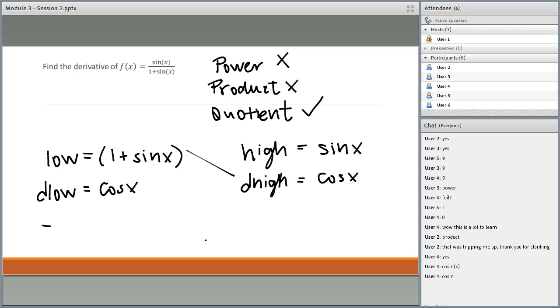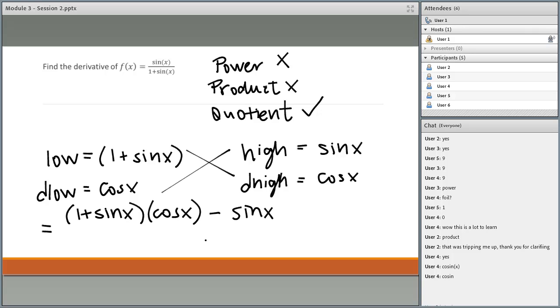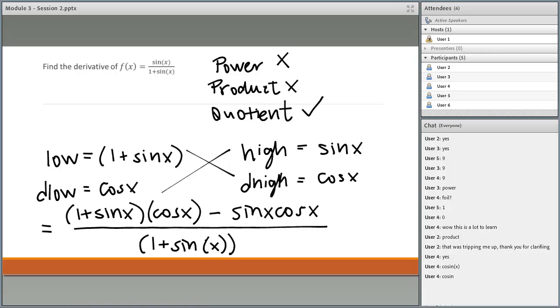So I have low, so 1 plus sine x, times cosine x, so low d high, and then minus high, so sine x cosine x, so high d low. And all of this is over low squared.